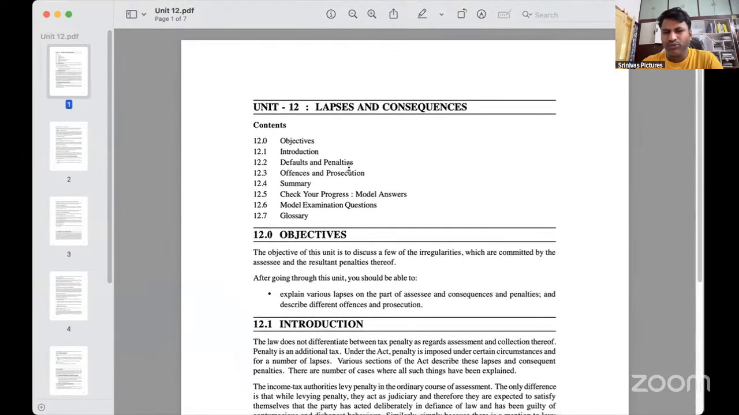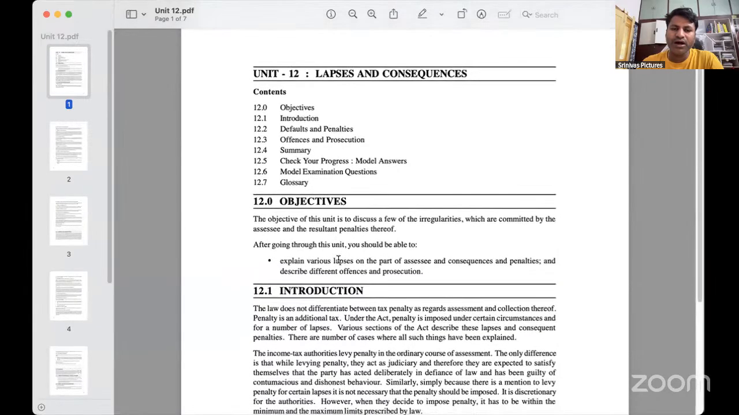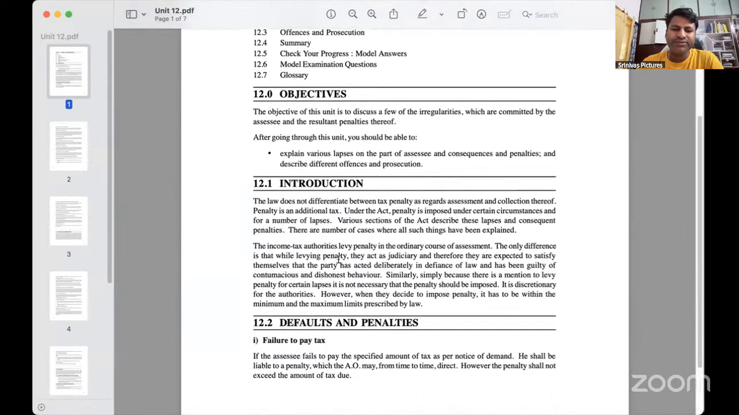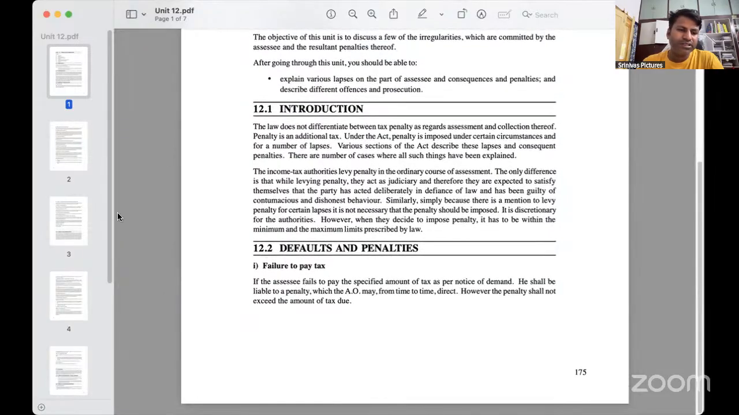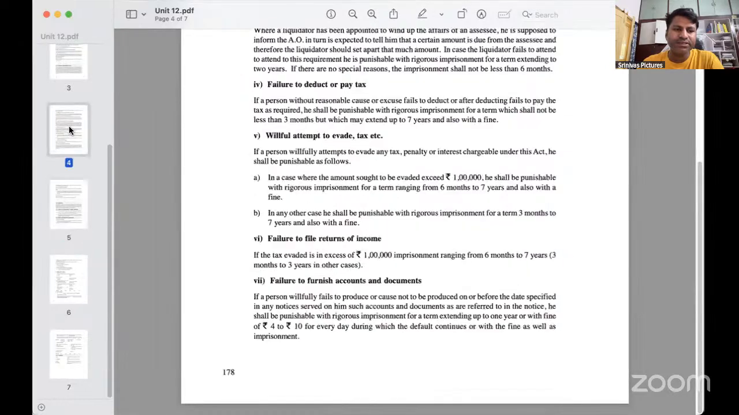So this is actually a very small topic. Lapse and consequences means what? When we are not able to pay our tax liability within the time, what consequences are we going to face? That is what we are going to discuss. And what offenses are there, what is prosecution, and how it works. This is a very simple topic. Just for idea purposes only, we need to discuss it.